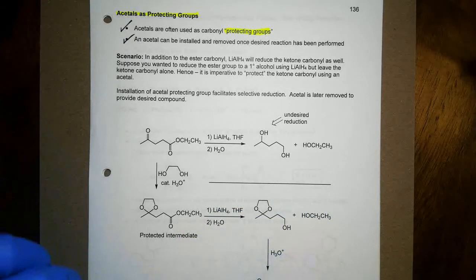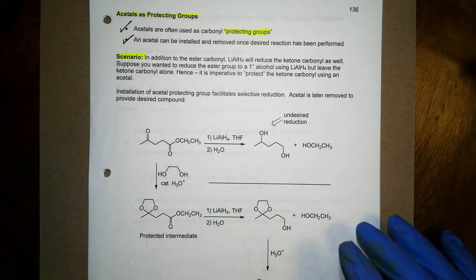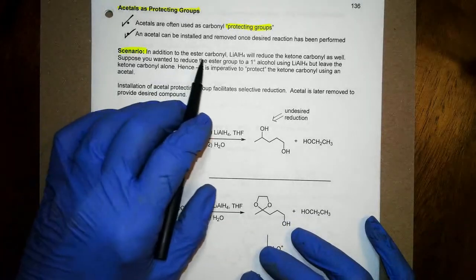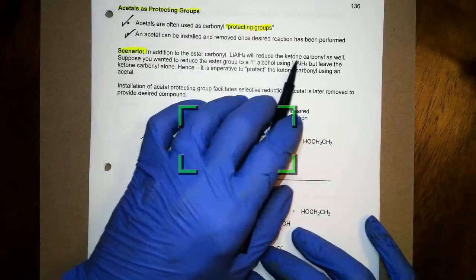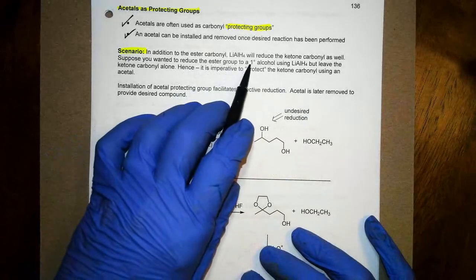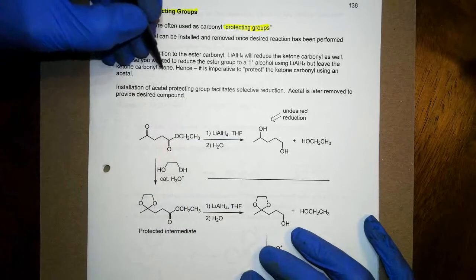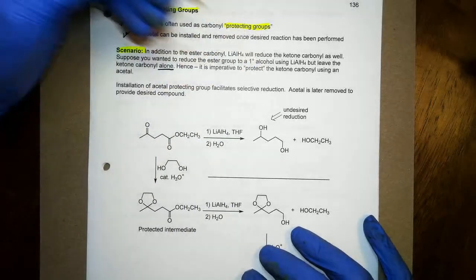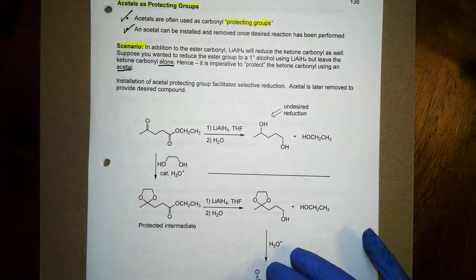Now, to understand the scope of this, let me read this scenario to you. In addition to the ester carbonyl, lithium aluminum hydride will reduce the ketone carbonyl as well. Suppose you wanted to reduce an ester group to a primary alcohol using lithium aluminum hydride, but leave the ketone carbonyl alone. Okay. Leave it alone. We don't want to damage it. So it's imperative that you protect the ketone carbonyl using an acetal. So let me show you what I'm talking about.